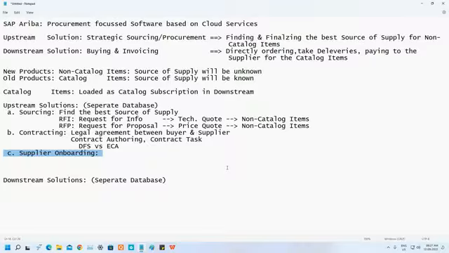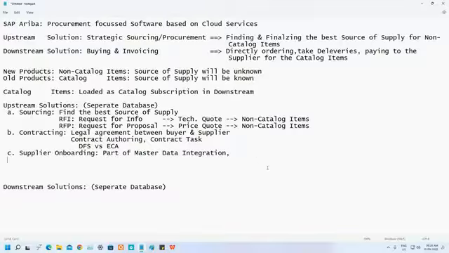Why would I begin my upstream process with them? Okay, so that is why I have kept it as the last point in upstream. Now, even though you will say this is a part of master data integration, it will be a little bit complex process.